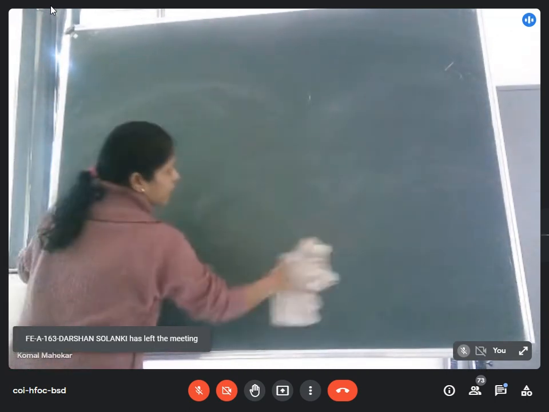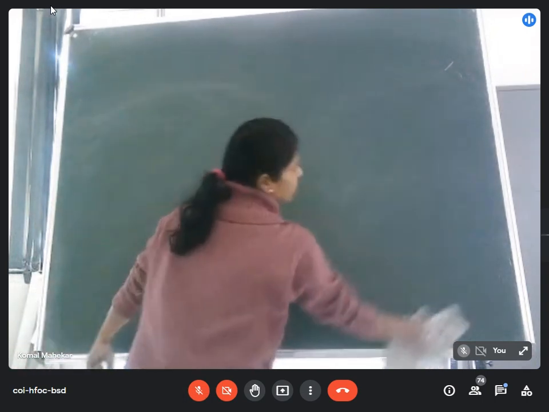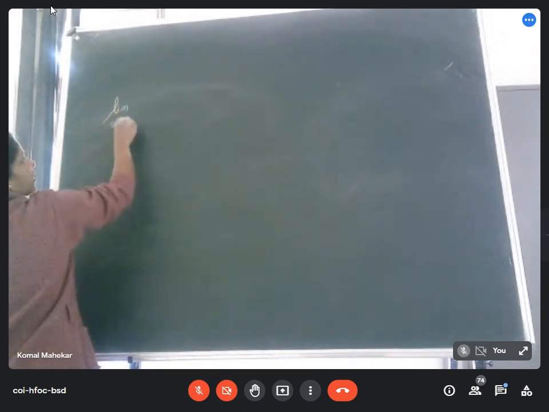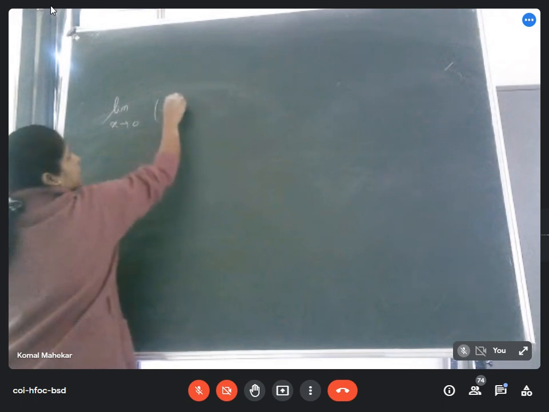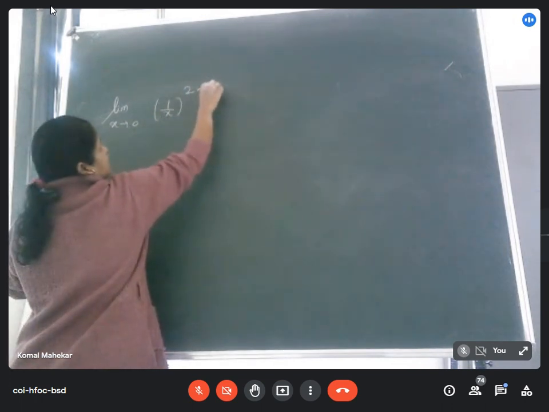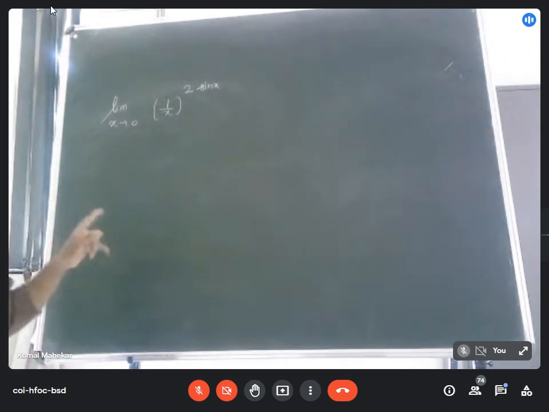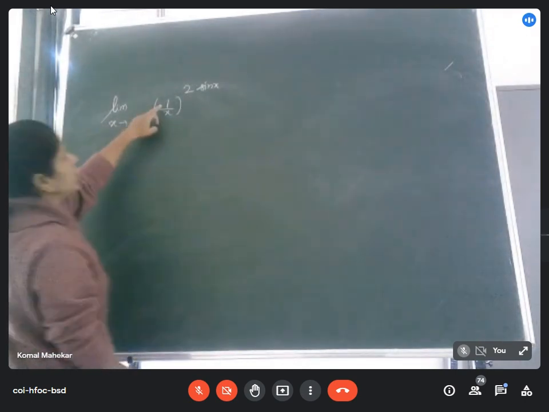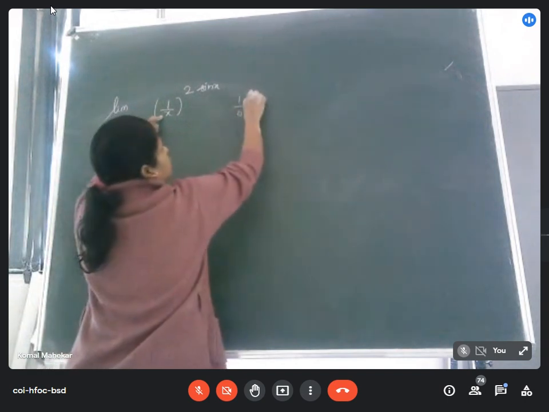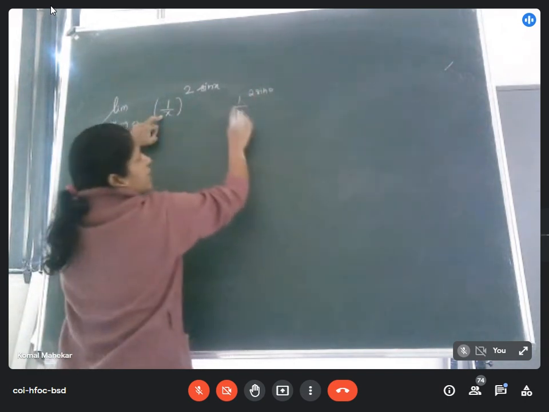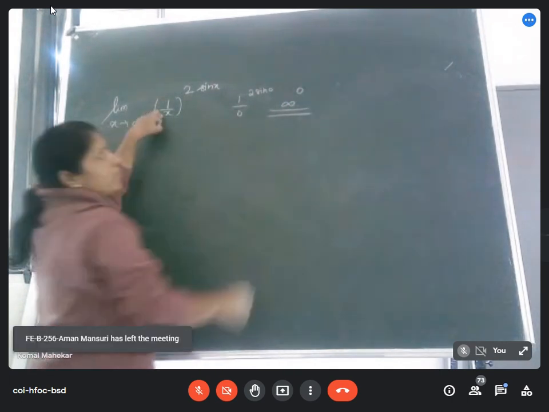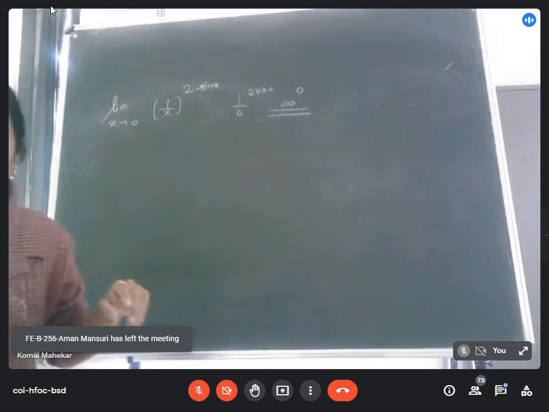The next question can be simplified in the same manner. That is, if you take limit x tends to 0 of (1 by x) raised to 2 into sine x. First of all, check the form by putting limit x is equal to 0. If you put 1 by 0 raised to 2 into sine 0, 1 by 0 is infinity and sine 0 is 0. So 2 into 0 is 0. So the form is now infinity raised to 0 form.